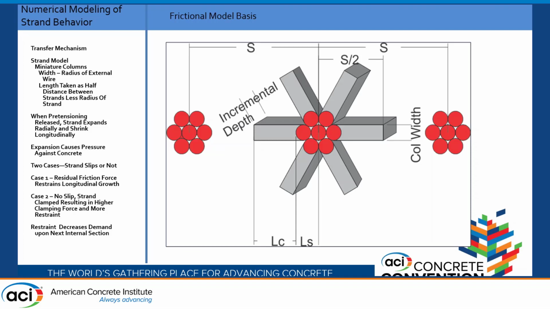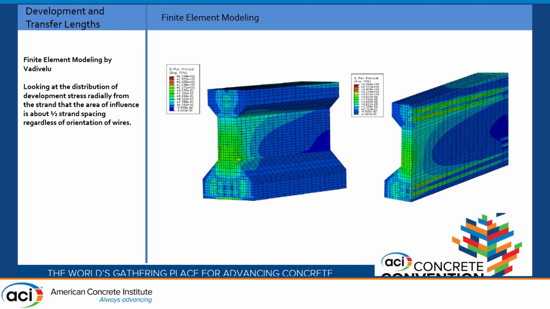So we decided to make a model. Also, the thing that we noticed as we were looking at the data is that there was a direct link between transfer and development length and the surface area of the strand. It was inversely proportional. In other words, the more surface area I had, the shorter the transfer and development length. So I created a model. And so I'm going to go back to this slide here.